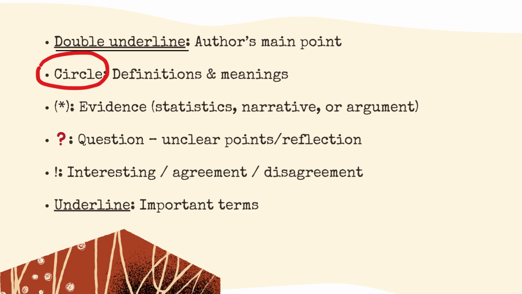Now, what are the annotation symbols? To make annotation easy, we use symbols like the double underline for the author's main point, the circle for definitions or meanings, a star for evidence, such as statistics, examples, or arguments. You can put in a question mark for anything that is unclear or something you want to think more about. You can use an exclamation mark for interesting or powerful ideas or things that you agree or disagree with. You can also single underline important terms or keywords. So, using these marks creates a visual map of the text that helps your mind to organize information quickly.